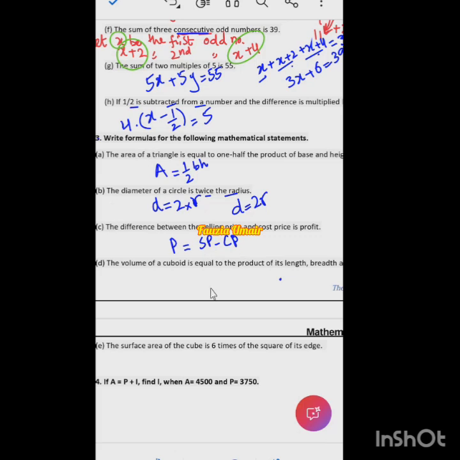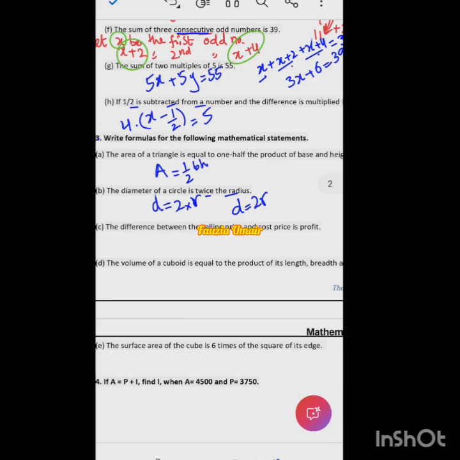All right. So the next one is the volume of a cuboid. Volume of a cuboid is equal to the product of its length, breadth, and height. So V is equal to length multiplied by breadth multiplied by height. Okay? Because we don't write multiply in algebra, it will be V is equal to LBH, right?